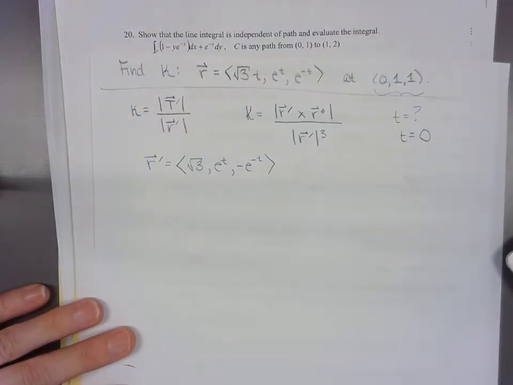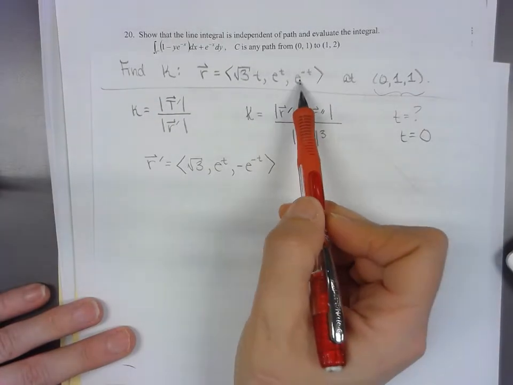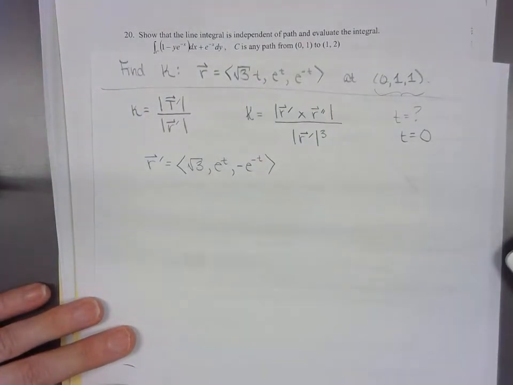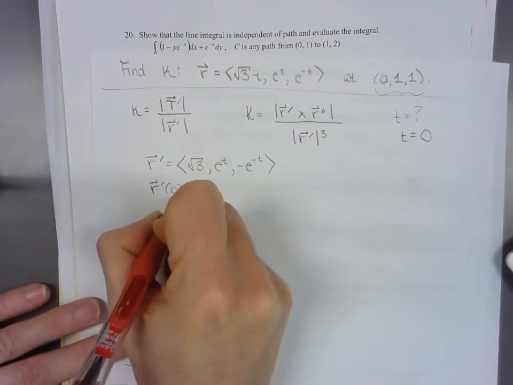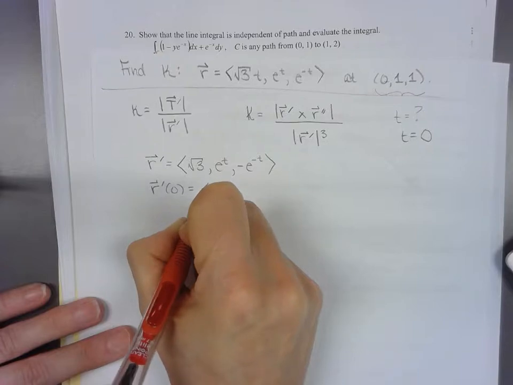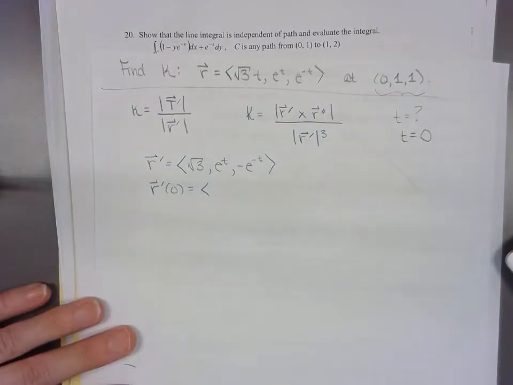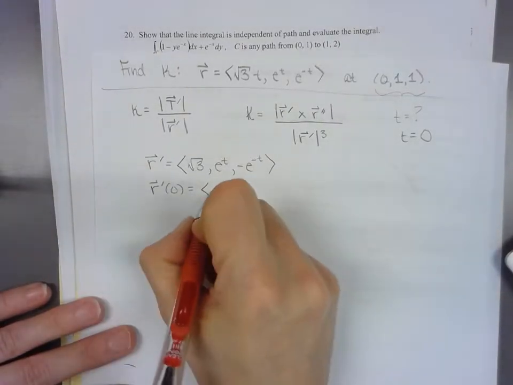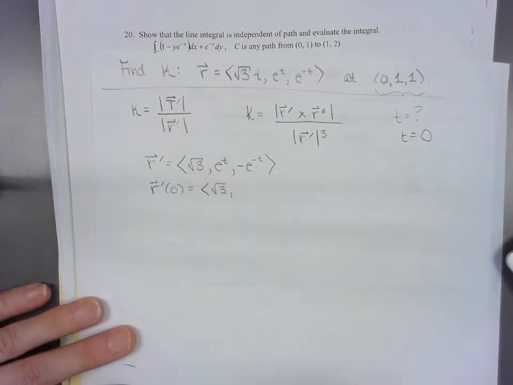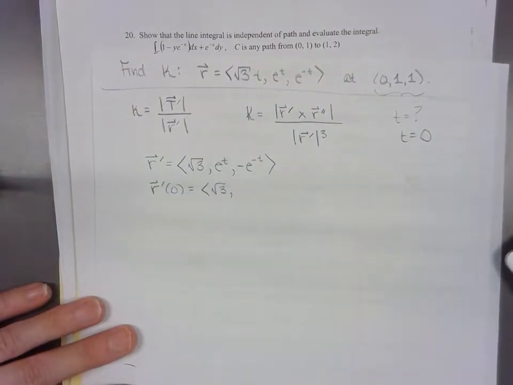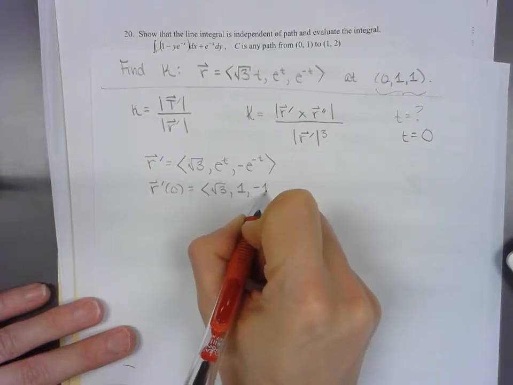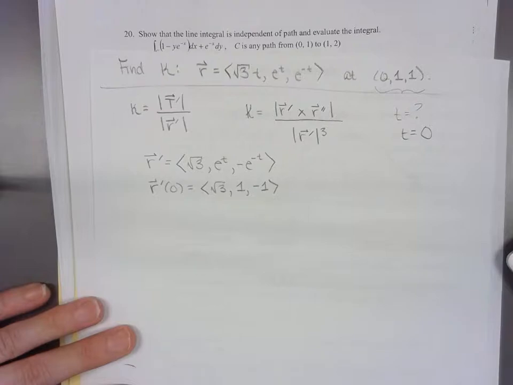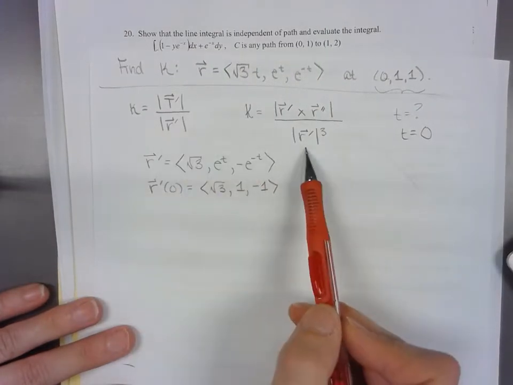The r prime is just the derivative of each component. So I'm going to do r prime of 0. What's the first component? Square root of 3. It's just constant, right? Square root of 3. And then what's the second? 1. And then negative 1. And again, in each of these formulas, I do have to find the magnitude of r prime.